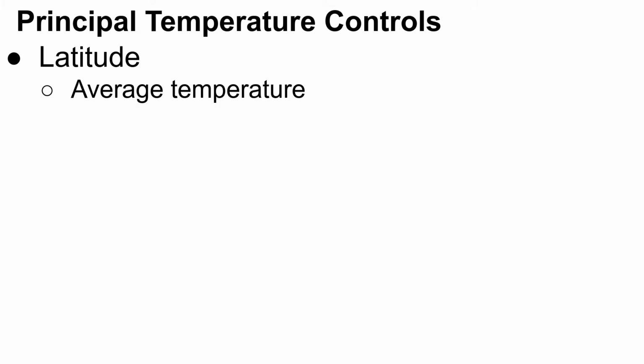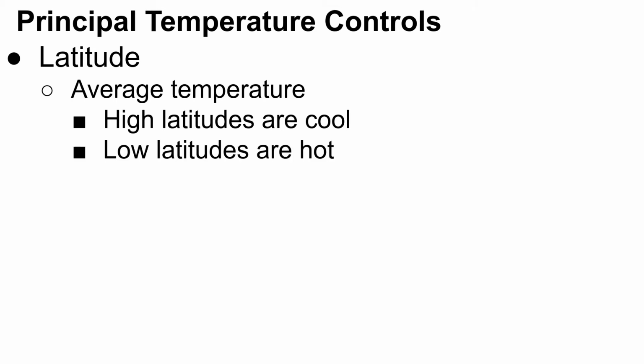So latitude is going to control average temperature. The tropics are hot, the poles are cold. That should be obvious. That's pretty much the way it works. High latitudes are cool. High latitudes are at the poles. Low latitudes are hot. Low latitudes would be like the equator. They have the lowest latitude number, 0. So low latitudes are by the equator. High latitudes are at the poles.